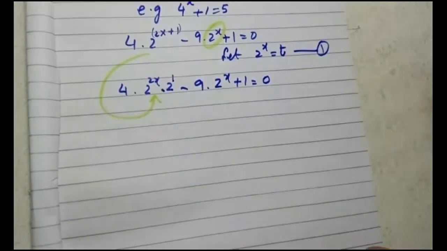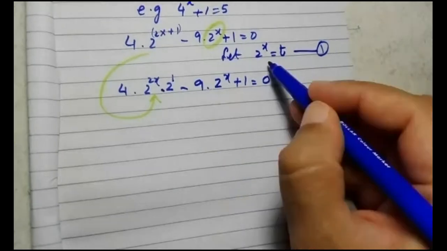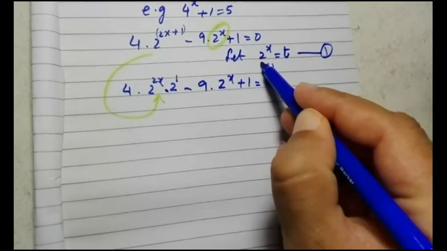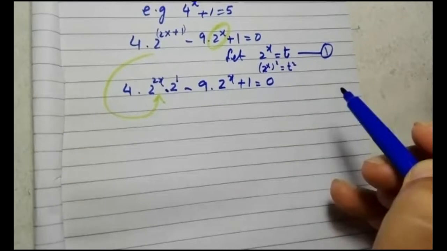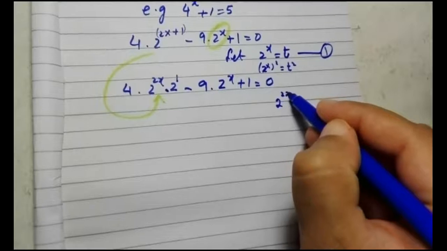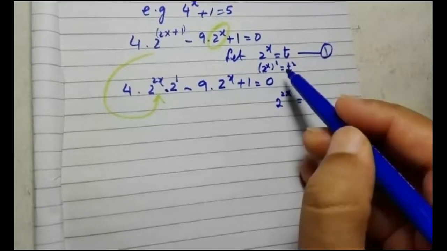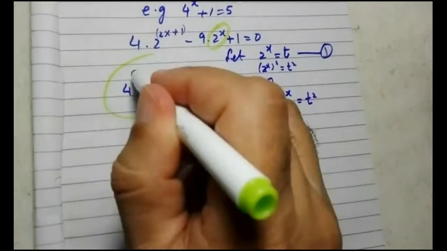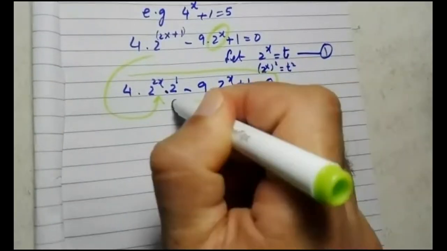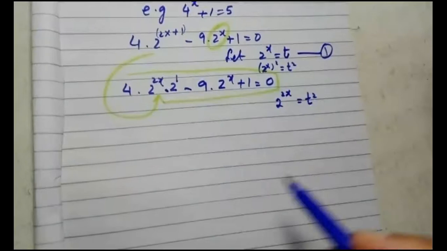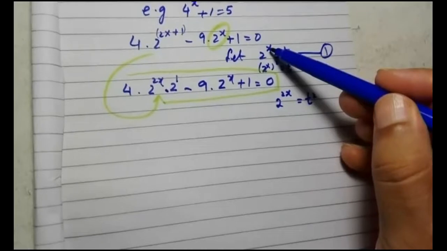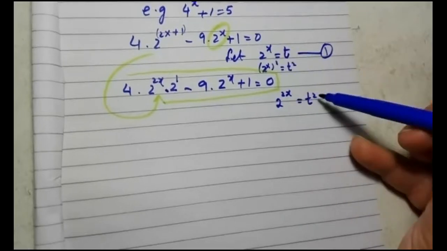Now you can see what I have substituted: 2 raised to power x, if you take the square on both sides, it will become t square. This 2 raised to power x whole square will give 2 raised to power 2x equals t square. This is the original statement of the question, so I have separated it from the substitution procedure. 2 raised to power x, by squaring, will become 2 raised to power 2x equals t raised to power 2. So this is the value of t raised to power 2.